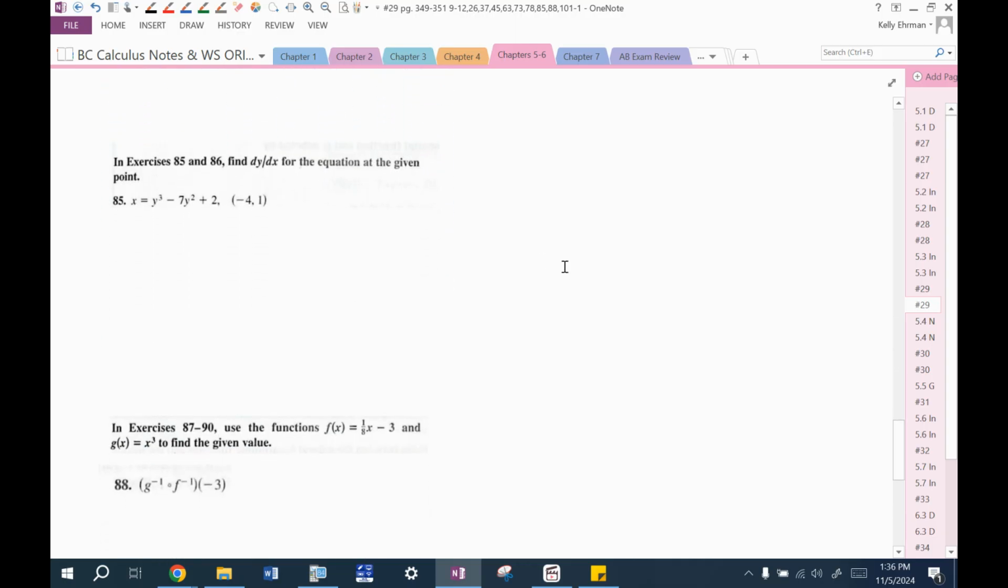All right, number 85. Find dy/dx for the equation at the given point. All right, so we can't easily solve for y, so we're going to use implicit differentiation. So take the derivative with respect to x of both sides.